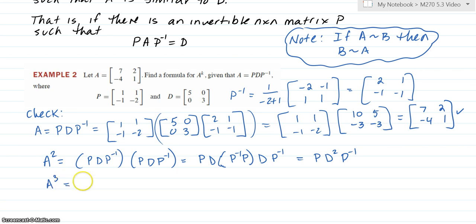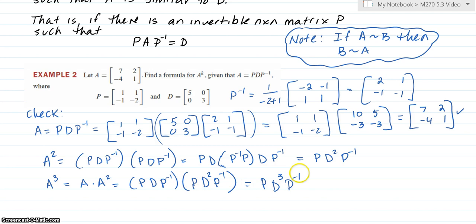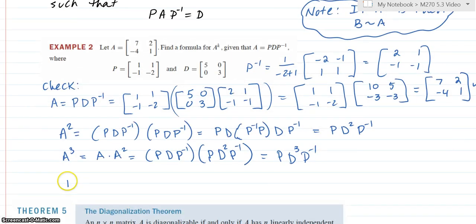Let's do it for A cubed. So I'm going to take A times A squared. We know that A is P, D, P inverse. A squared we just found was P D squared P inverse. That's a P. Again, the same thing. If you rearrange it, it's going to be P D cubed P inverse. So it looks like my formula for A sub k is going to be P D to the k P inverse. And in example 1, we found what D to the k was.